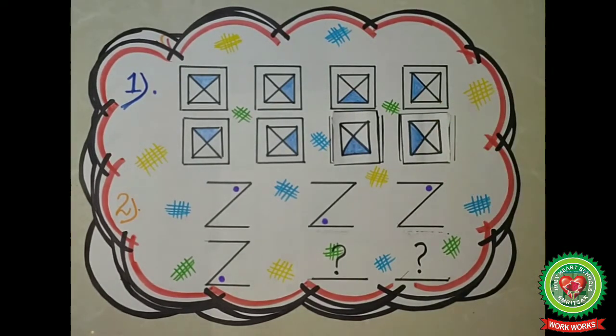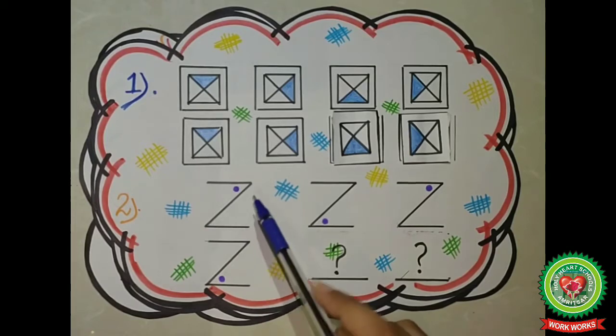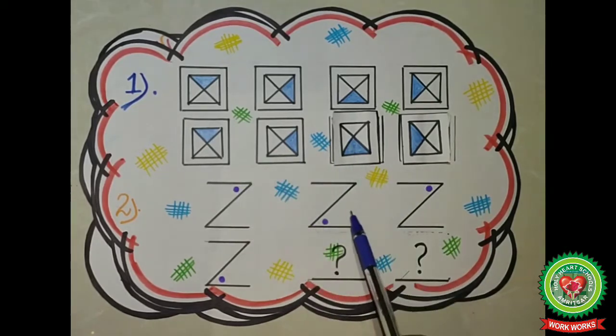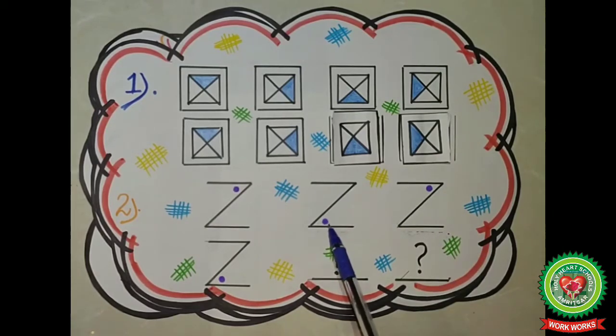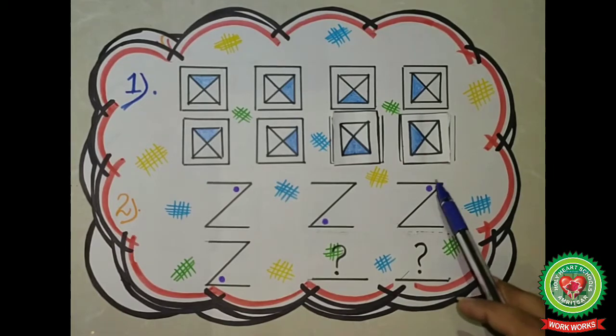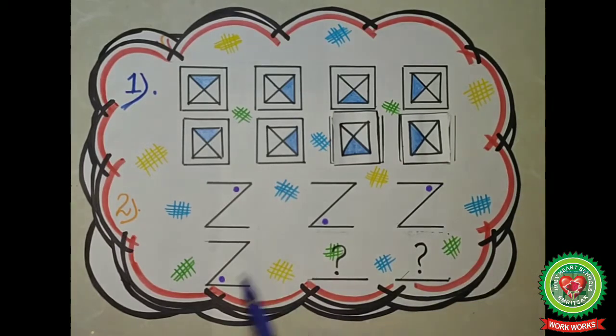So coming to the next example, see here. This is a Z-shaped figure in which in the first figure, the first corner is shaded by a dot. Now in the second figure, the second corner is shaded by a dot. In the next figure, upper side is shaded. In the next, down side is shaded.